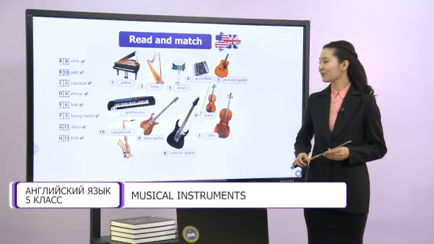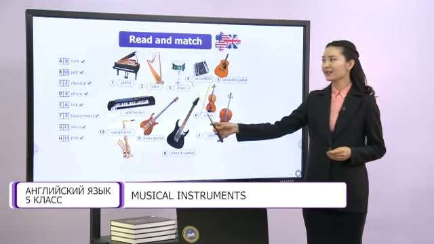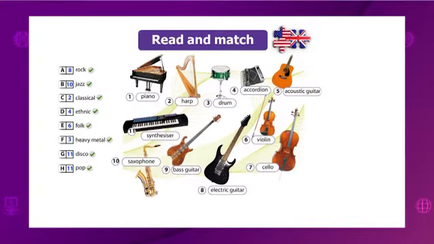Let's check. We use electric guitar in rock. We use saxophone in jazz. We use harp in classical music. We play accordion in ethnic. We use violin in folk. We use drum in heavy metal. We play synthesizer in disco. And we also can play synthesizer in pop.